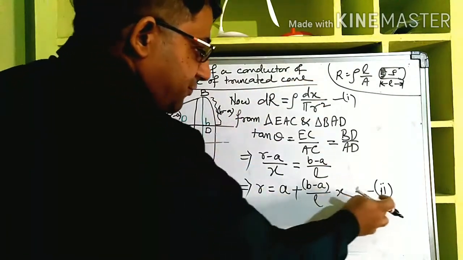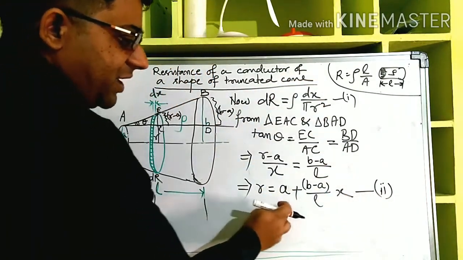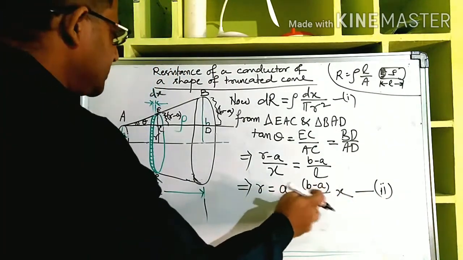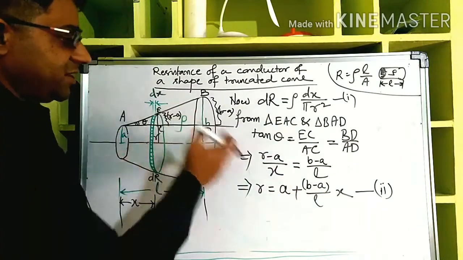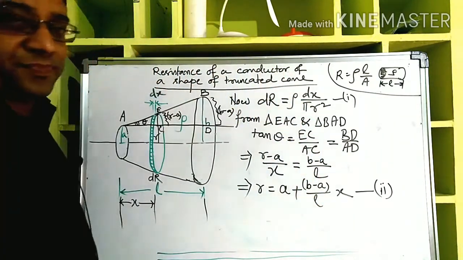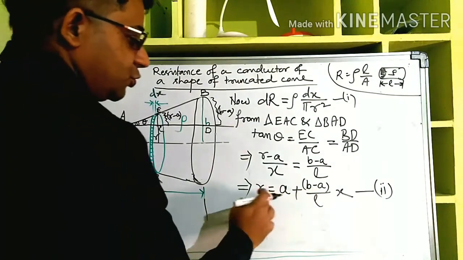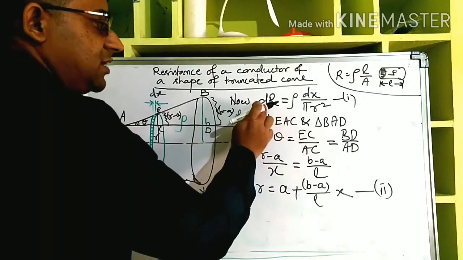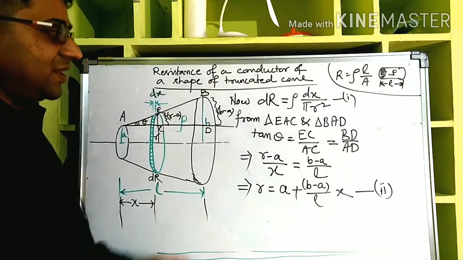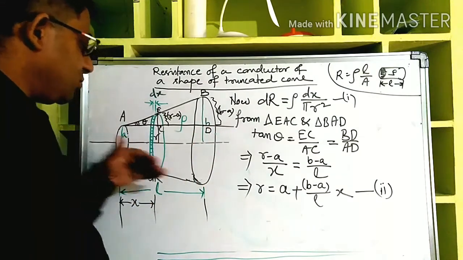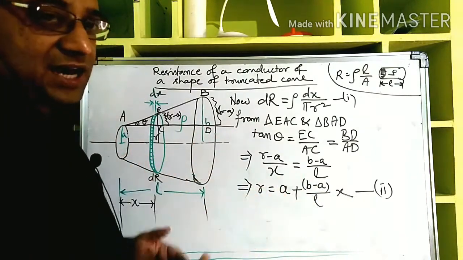But what we wanted is to express r in terms of x. From equation 2, r is already expressed in terms of x and some constants which we know, because they are given in the question. So for r we will replace this here. From equation 2, the value of r we are going to substitute in equation 1. Then we will get dR and we will integrate dR between the limits 0 to L and find out R.